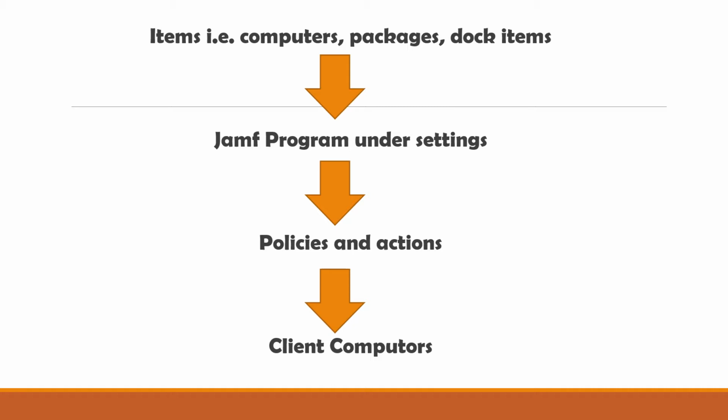First off, I want to explain how Jamf works. You're going to upload or create a list or a group in Jamf under the settings, for packages, dock items, and computers. Computers you enroll, packages you upload, and dock items you basically create. You create these lists under settings in the Jamf program, and then in the policies and actions you use those lists to send out the policies and actions to the computers.